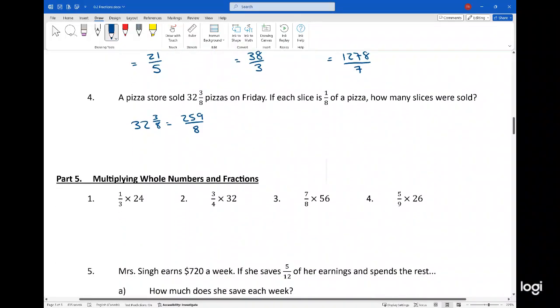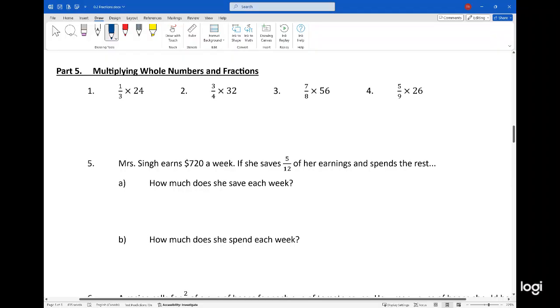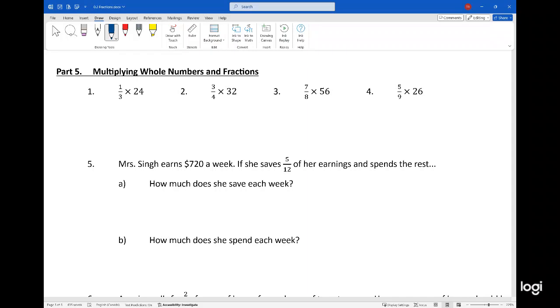All right, part 5. Multiplying whole numbers and fractions. So the rule when we multiply fractions in general is you multiply the top by the top to get the new top and the bottom by the bottom to get the new bottom. If we're dealing with whole numbers, these are really fractions over 1.